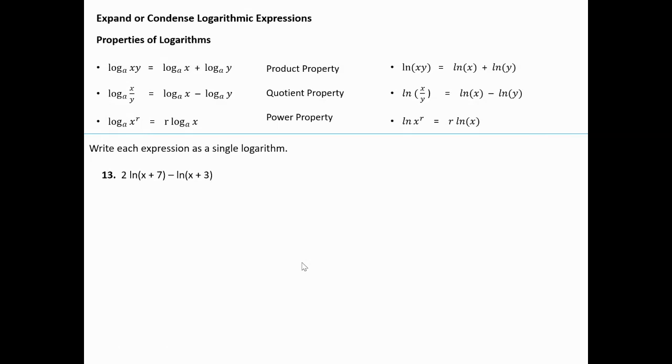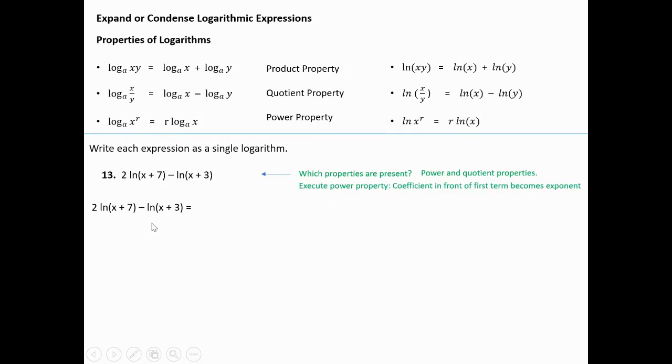Now we're going the other way. Now you want to put it as a single log. So what properties are present? If we notice, we have the quotient property because we have subtraction. If it's subtraction, it's going to be the quotient property. If you have a coefficient in the front, it's also the power property, because the coefficient must go to the top as an exponent, like it did here on rule number 3. So we start off, execute the power property. The 2 must go to the front. The 2 goes to the top as an exponent.